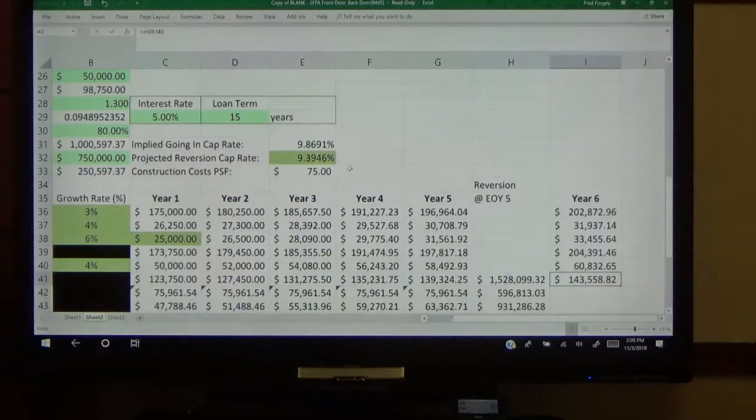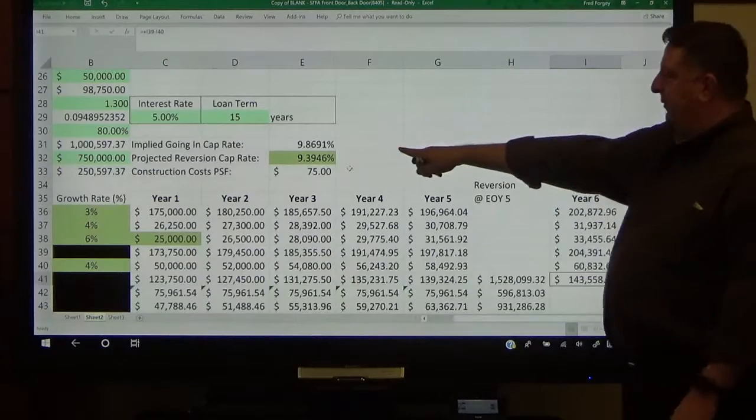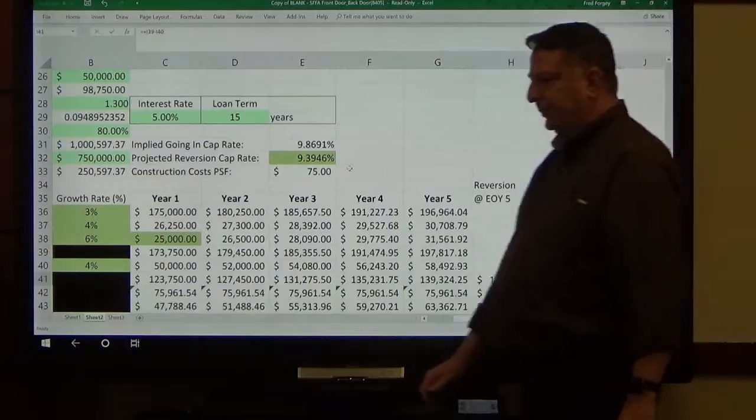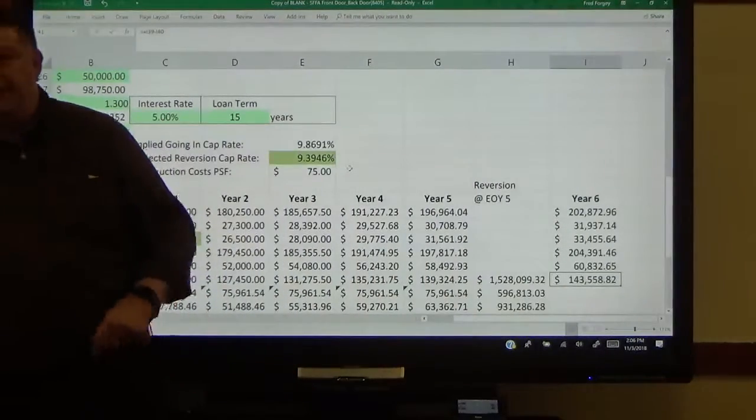Okay, so $143,558.82. All right, and then in this case, since I have given you a projected or what our desired reversion cap rate of this 0.093946. That was given? That was given. Yep, that was out of the blue. Okay.